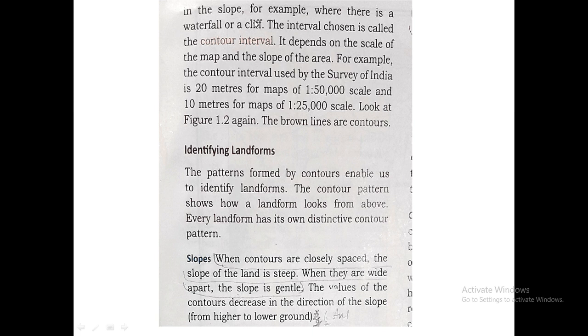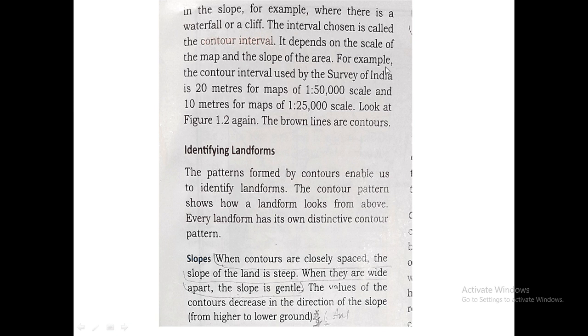The interval chosen is called the contour interval. It depends on the scale of the map and the slope of the area. So the contour interval is basically dependent on the scale you choose. Scale we have already learned, how the scale is chosen, and the slope of any area. Maybe if there is a mountain, one side of the mountain is steep, or the other side may be gentle.